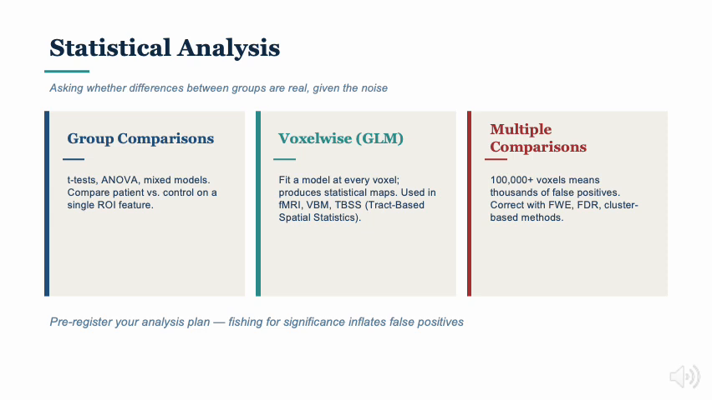Voxel-wise analysis using a general linear model fits a model at every voxel and produces statistical maps. This is the basis of functional MRI, voxel-based morphometry, and tract-based spatial statistics. But with 100,000 or more voxels, you will catch thousands of false positives, and you must correct using methods like family-wise error, false discovery rate, or cluster-based approaches. And critically, pre-register your analysis plan because fishing for significance inflates false positives.